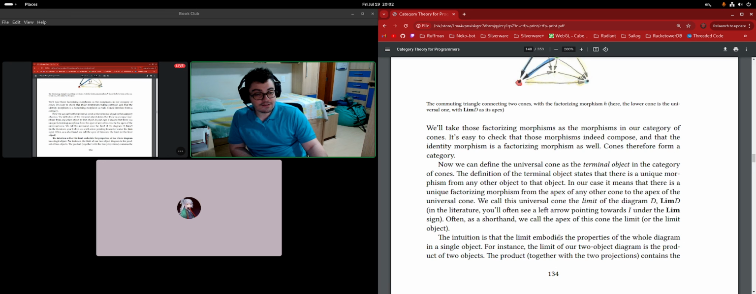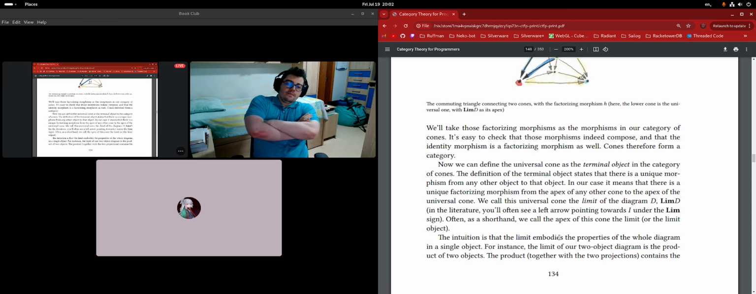So we can define the universal cone as the terminal object in the category of cones. For myself, the terminal object is the one where we only have morphisms going into it, right? Yes. We have all other objects pointing to it, connected to it. That's equivalent to saying every other cone that is not universal has a morphism to the universal one.